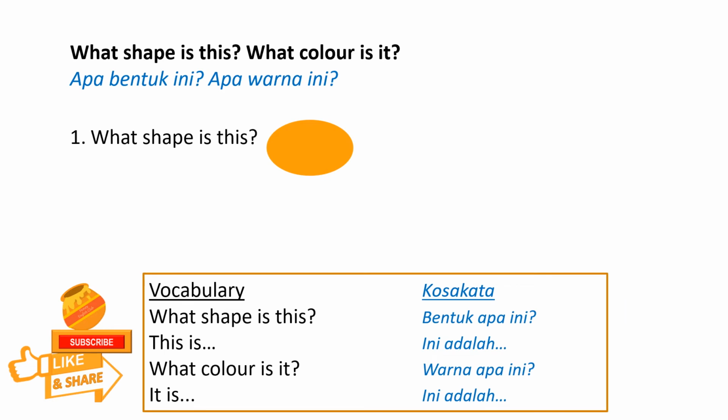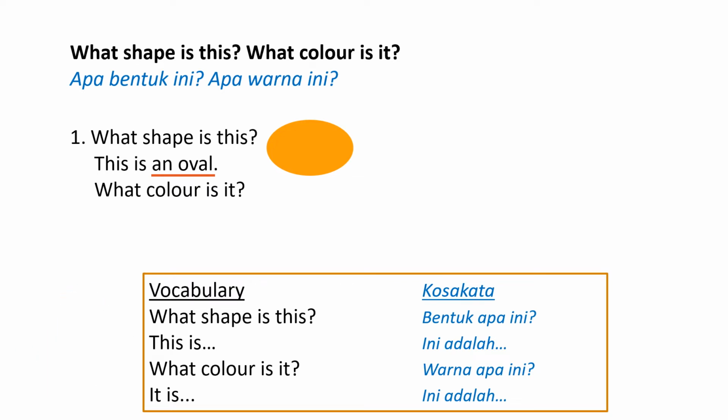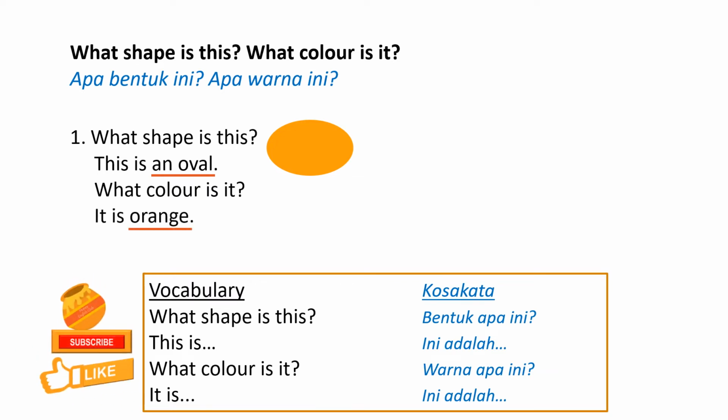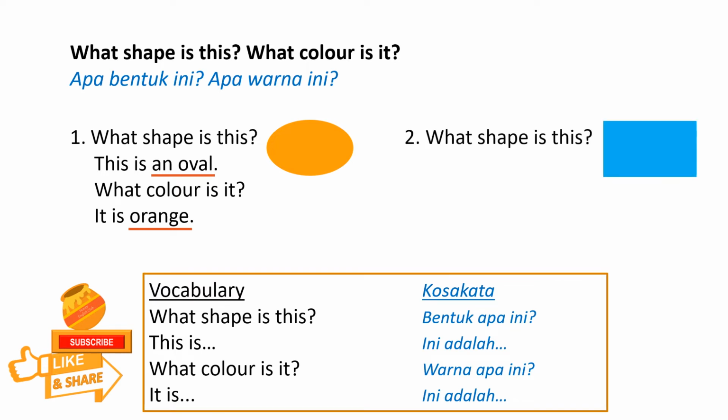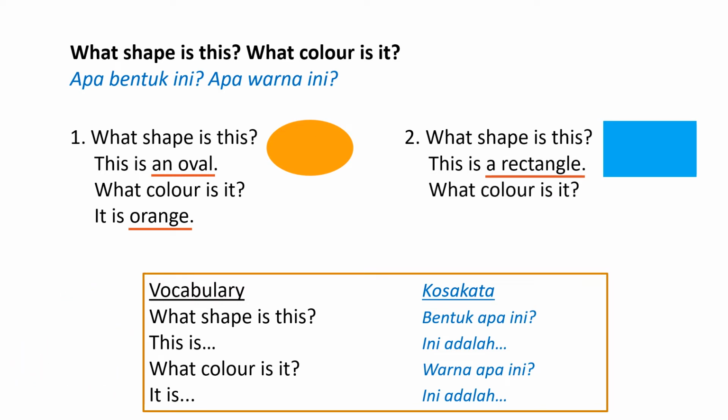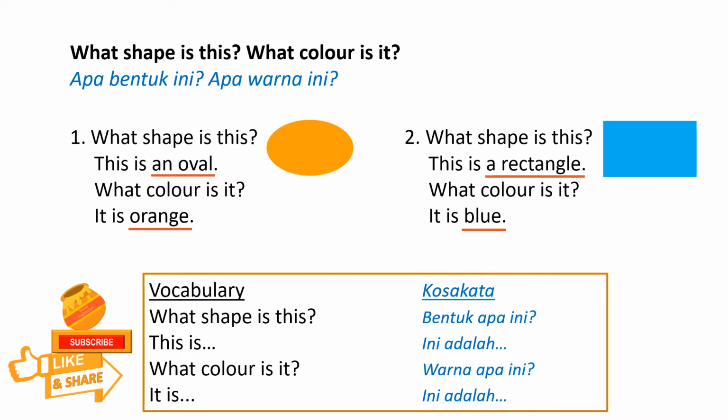Number 1. What shape is this? This is an oval. What color is it? It is orange. Number 2. What shape is this? This is a rectangle. What color is it? It is blue.